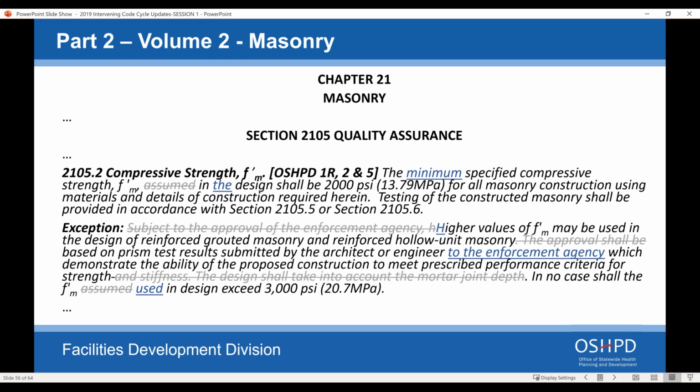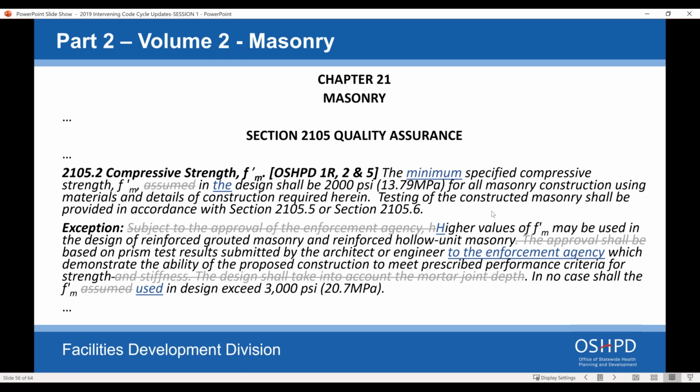Yeah. So this is section 2105.2, compressive strength. We said specified compressive strength f'm assumed in design. They did not like the word assumed, right? Typically right now, if you build something with masonry, the minimum compressive strength is around 2000 psi. So we said the minimum specified compressive strength in the design shall be 2000 psi. We just clarified the language to remove the word assumed from the existing language.